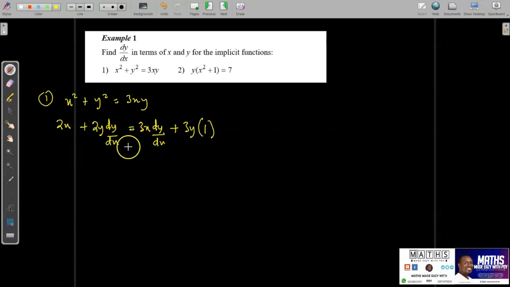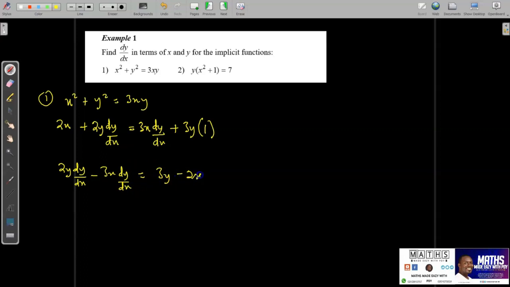So we've successfully differentiated, but we have not completely done it. What do you think at this point we need to do? We'll make dy dx the subject. Exactly. God bless you for getting that understanding. So we have to make dy dx the subject. Making dy dx the subject, we group all the dy dx to one side, so we can have it as 2y dy dx minus 3x dy dx equal to 3y and then minus 2x.